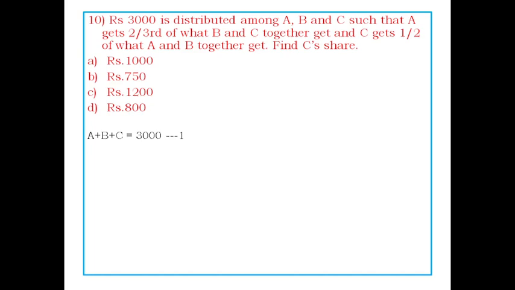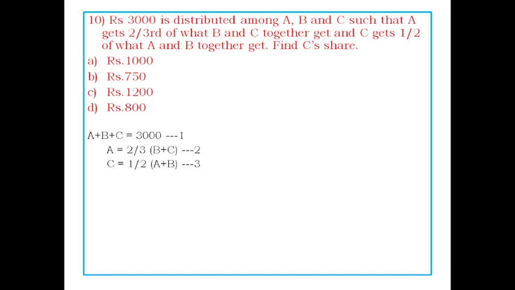A plus B plus C combined they get 3000 rupees. Okay, it is distributed among A, B, C. Let me take it as equation 1. And it is given that A gets 2/3 of what B and C together get. So I can write it like this: A equals 2/3 times B plus C. So whatever the amount got by B plus C, A will have 2/3 of it. So let me take this as equation 2, and they have given another condition that C gets 1/2 times A plus B. Okay, so these are the given data in the question. Using this you need to find what C is going to get.